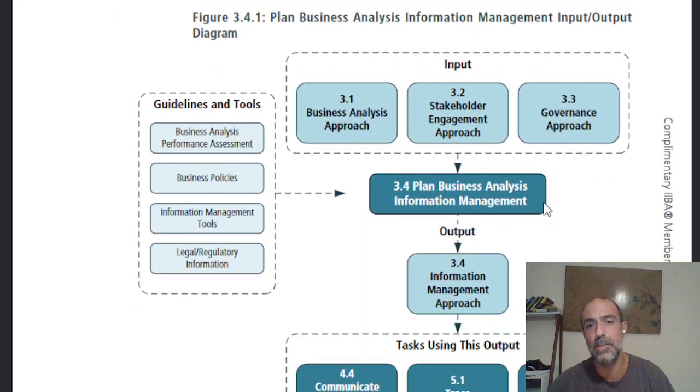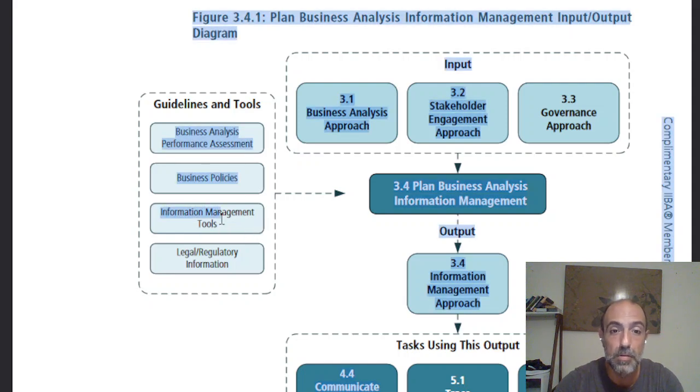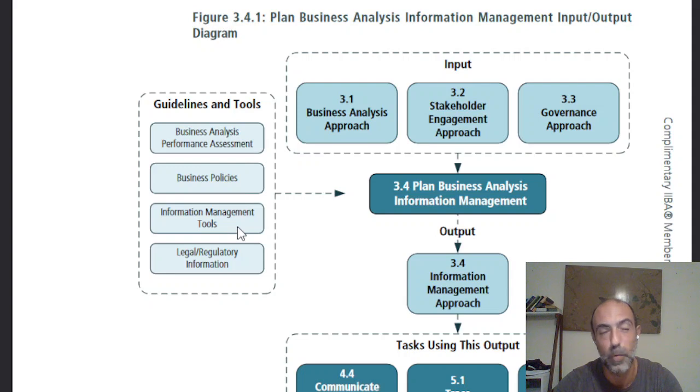Now, this is the chart. Notice the input comes from business analysis, stakeholder engagement, and governance approach. Guidelines and tools, exact same as we did before for every single one of them. Business analysis performance assessment, which is based on research, business policies, which is based on the business itself, information management tools, which are based on, what are information management tools? Maybe I'll Google that.